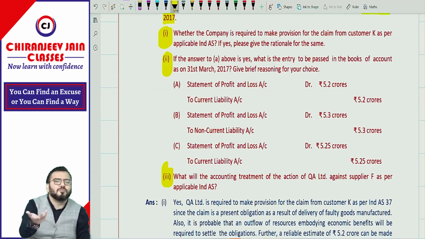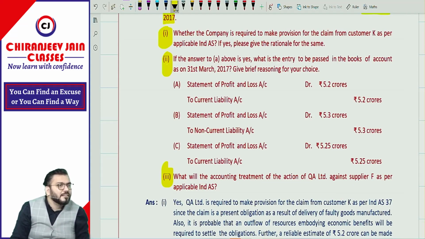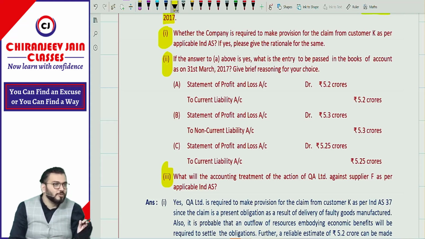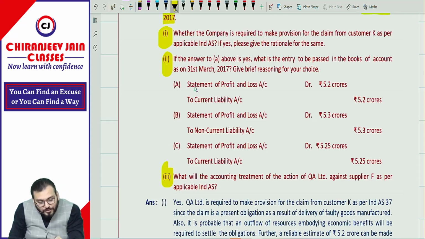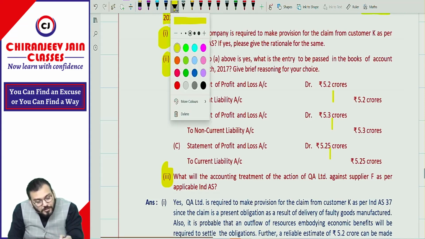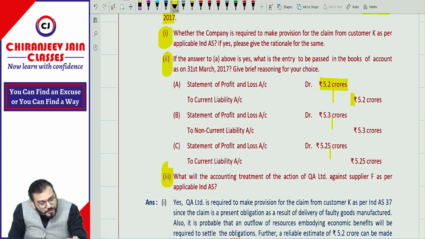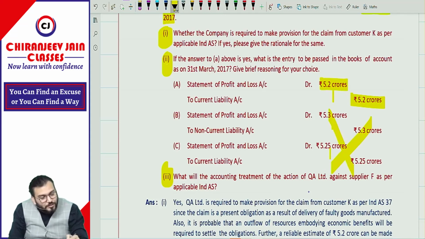What is the entry to pass in the books of account for creating provision? For creating provision, what will be the journal entry? For recognizing provision, what is the journal entry? Please don't ask me. P&L account debit to provision for legal damages or whatever they have given. Let's see. SOPL account debit first, which amount will we take? 5.2, 5.3, 5.25. 5.2. So this is totally wrong.